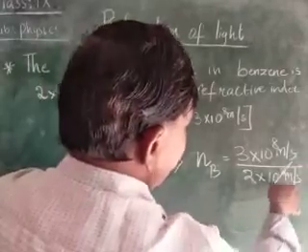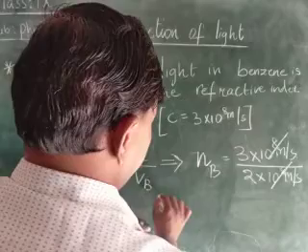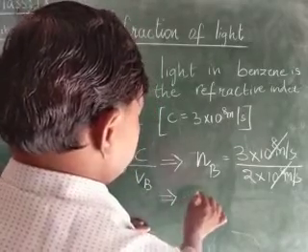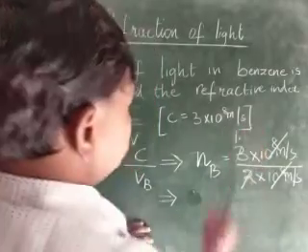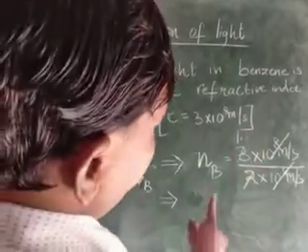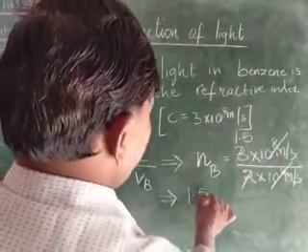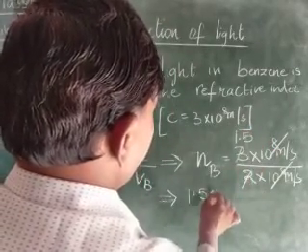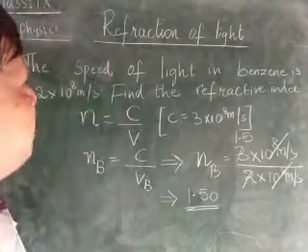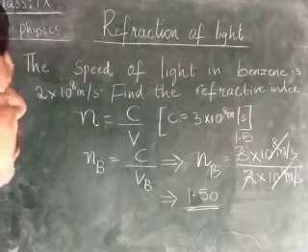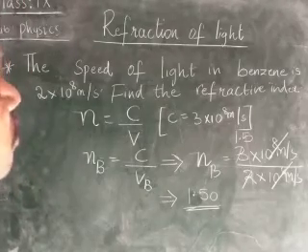Therefore, here 10 to the power of 8, 10 to the power of 8 cancel. 3 by 2. 2 ones are 2, and here 1 will be there, 2 fives are 10. What is this, children? 1.5 or 1.50. Therefore, whenever we know the speed of light, we can find the refractive index. If we know the refractive index, we can find the speed of light.